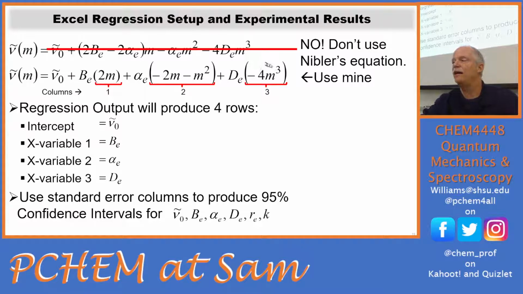If you do that, and then you do a regression on these 3 columns, notice the coefficients of those columns. This coefficient is just dE by itself, this is alpha E by itself, and this is BE by itself. So the regression output will give you these 4 values. You'll have the vibrational frequency, the rotational constant, the rotation vibration coupling constant, and the centrifugal distortion constant, and it'll give you the uncertainties for those.